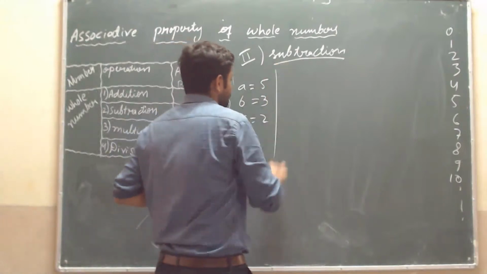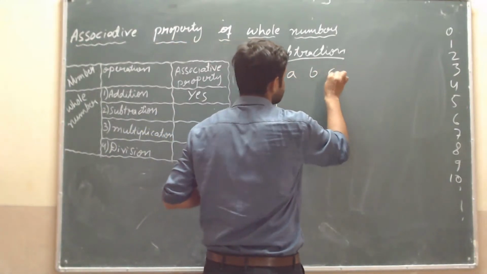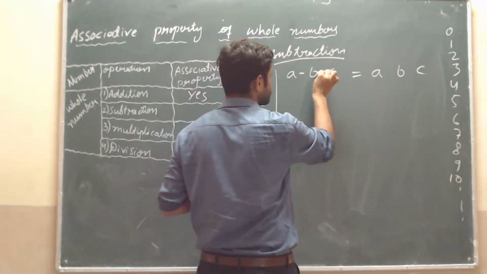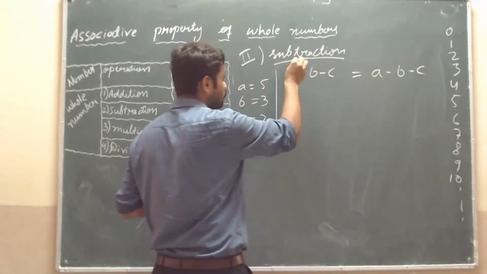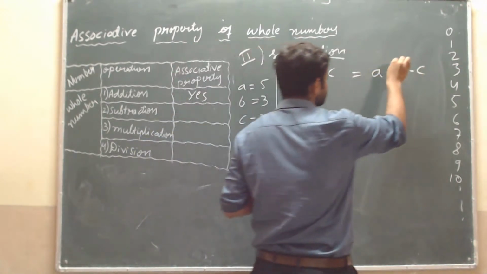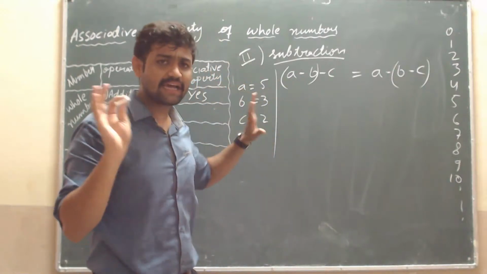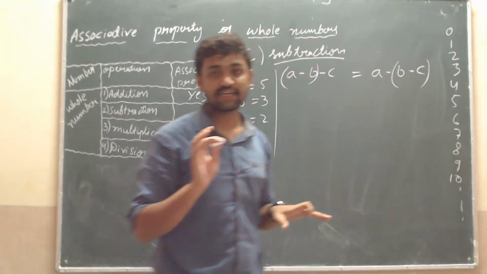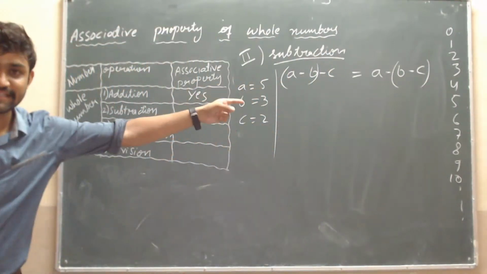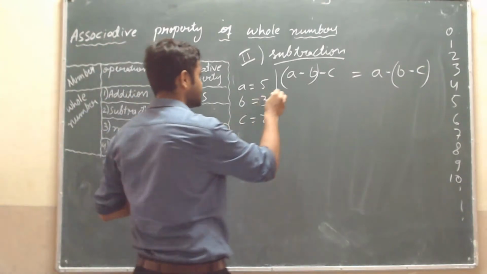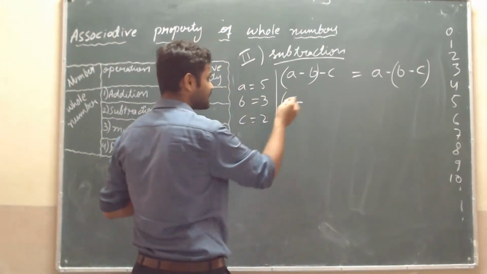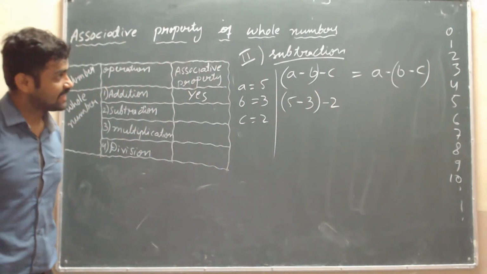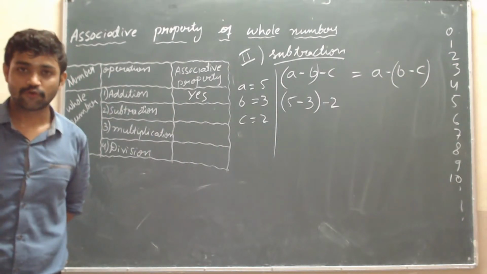Okay. Now see. Then (a minus b) minus c must be equal to a minus (b minus c). For which operation? Minus operation. We have to put the brackets. That is a minus b in the bracket, and here b minus c is in the bracket. Substitute a value, b value, c value in this expression. Take a is 5, b is 3, c is 2. Okay, a is 5, b is 3, and c is 2.